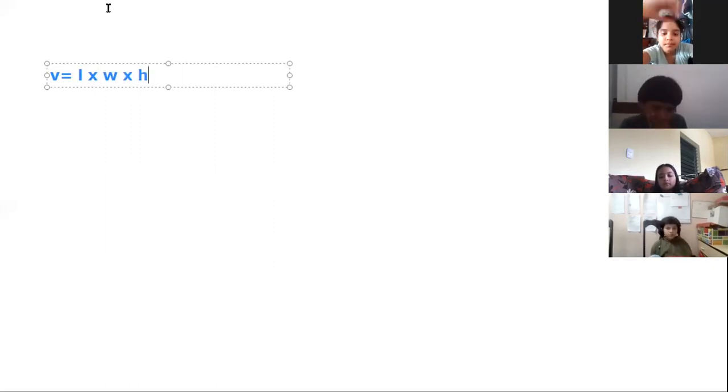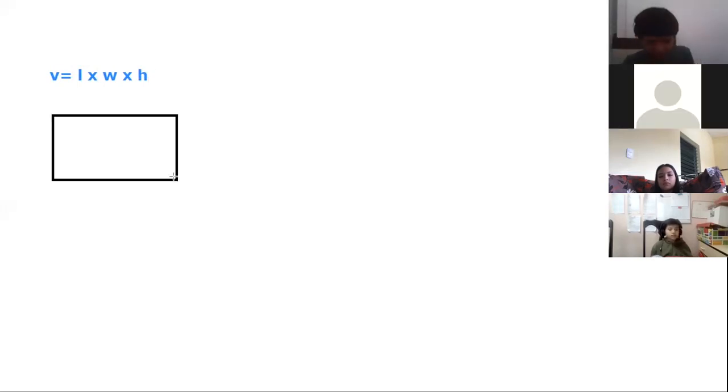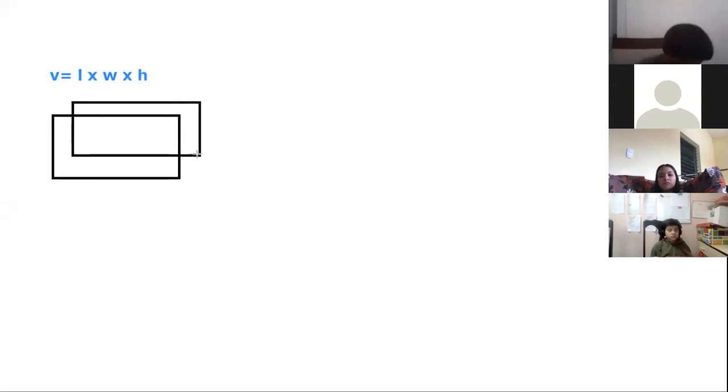And if you remember, if I have a figure right here, and in this part my length is about 5 feet, this part is 3 feet, and this part is going to be 9 feet.